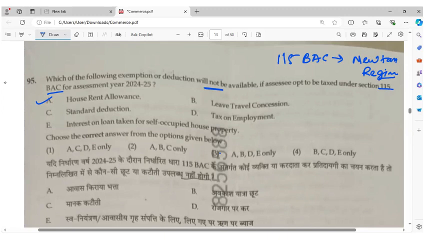They will not get a deduction for leave travel concession. They will not get a deduction on the tax on employment. A tax on new employment is available, but tax on employment is not. And any kind of interest on the loan for a self-occupied house property is also not available, this kind of deduction and exemption. But the standard deduction is available. The standard deduction is 75,000, or for senior citizens 50,000. So the option A, B, D, E, option number 3, is right over here.